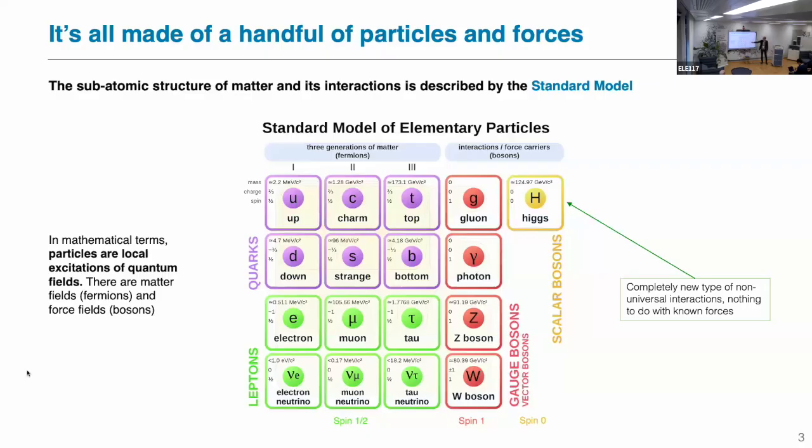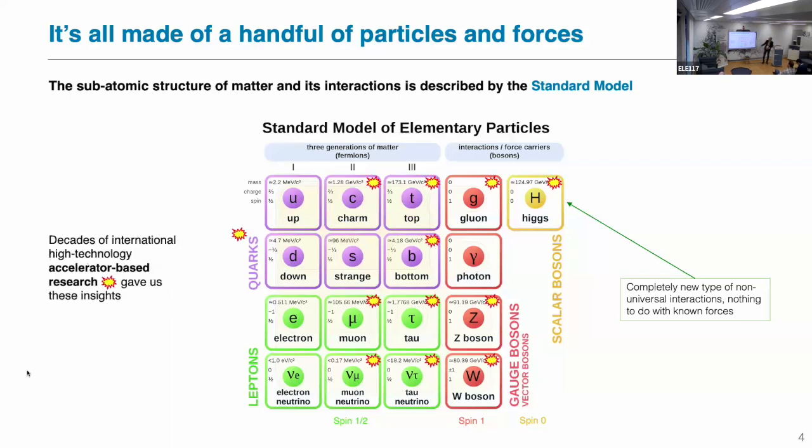This is what is called the standard model of particle physics. The particles I showed you before are the electrons and these quarks here, but in reality, we have three generations of matter particles. They're getting heavier and heavier. And if we create them, they instantaneously decay into the light particles. So these are all matter particles. And then we have force carriers, which carry the electromagnetic force, the strong force, and the weak force. The weak force is radioactivity. And then we have this very strange, completely new type of non-universal interaction, which has nothing to do with the other forces. It's a very simple particle, actually, but the underlying principle is very deep.